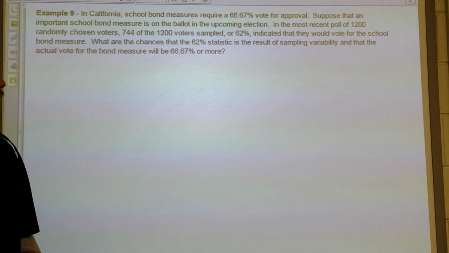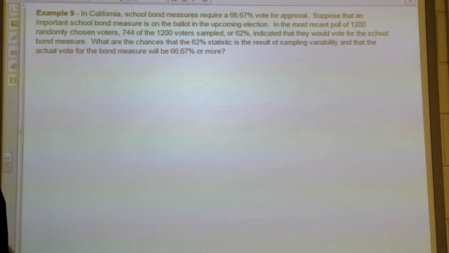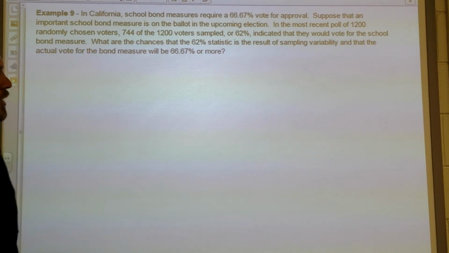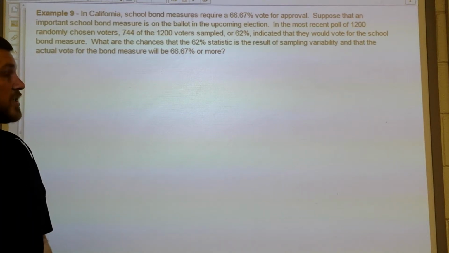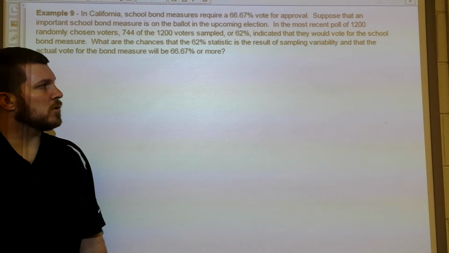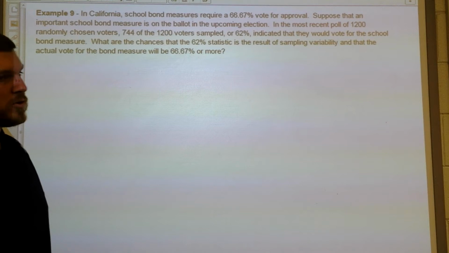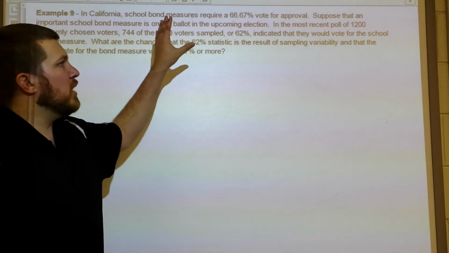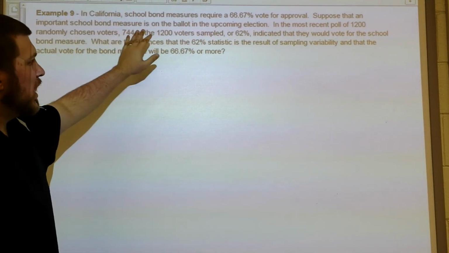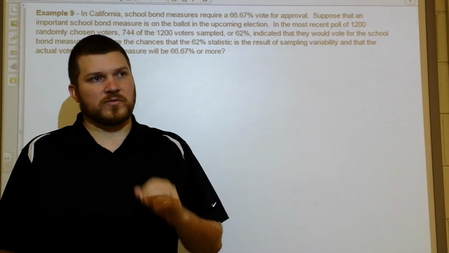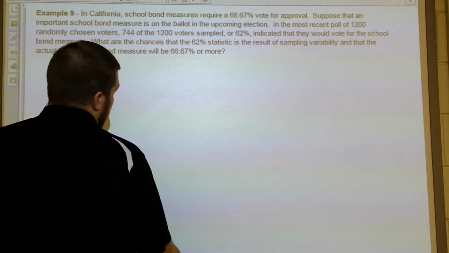Suppose that such a school bond measure is on the ballot in the upcoming election. In the most recent poll of 1,200 randomly chosen voters, 744 out of 1,200 voters sampled, or 62%, said that they would vote for the school bond measure. What are the chances that the 62% statistic is the result of sampling variability and that the actual vote for the bond measure will be 66.67% or more? Anytime you have something about school bonds or voting, approval ratings, that type of thing, we need to calculate margins of error. Okay, so let's go ahead and figure out what we have.